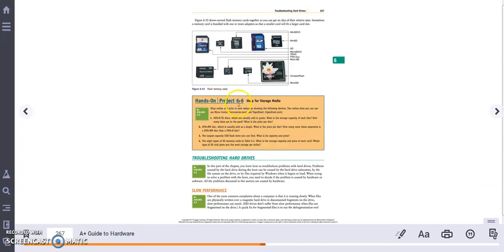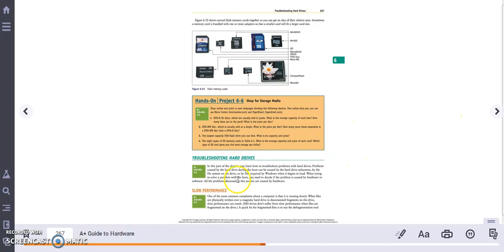Hands-on project 6-6, shopping for storage media. You do not actually have to buy something. Okay, so if you want to go through and price this and go through this, that's fine. Just, it's not a requirement to spend for this project.